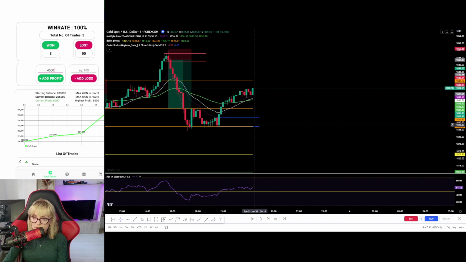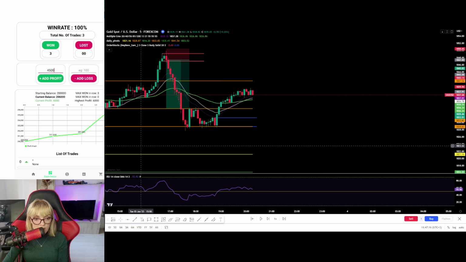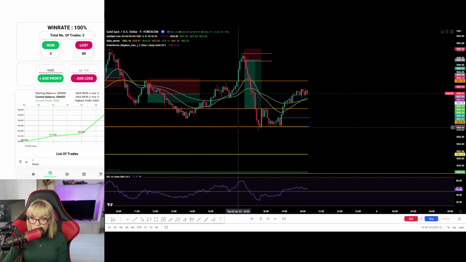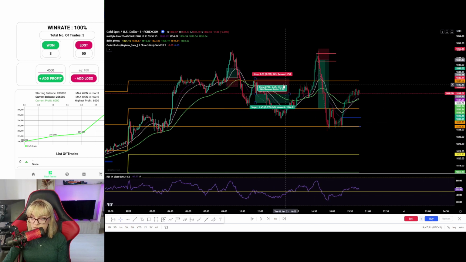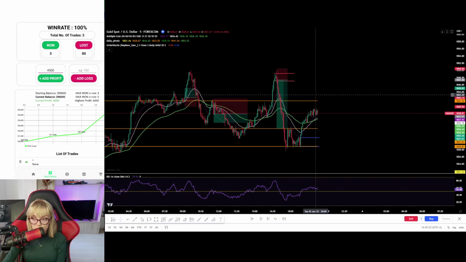Okay, and I think that's it with the first day of the January month. Overall, it was a pretty good day. We had these three beautiful trades, a 1-to-1, a 0.5-to-1, and a 4.5-to-1.